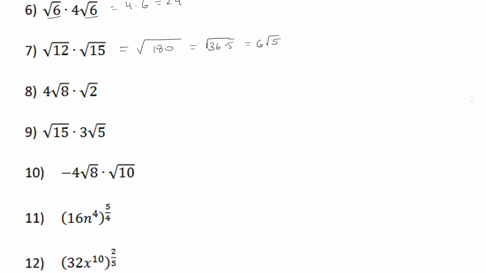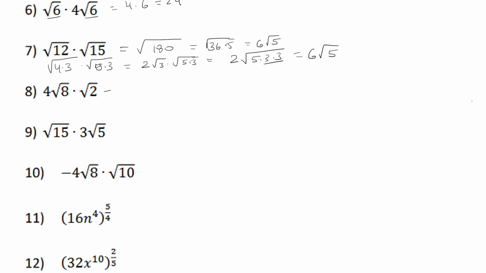So square root of 12 is 4 times 3. And then square root of 15 is 5 times 3. Square root of 4 is 2. So this is 2 square root 3 times square root 5 times 3, which I can bring together as square root of 5 times 3 times 3, which there's two copies of 3 here. We can bring one out. That becomes 6, and we're left with root 5.